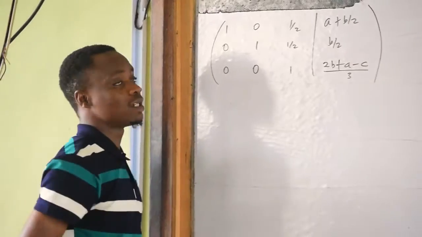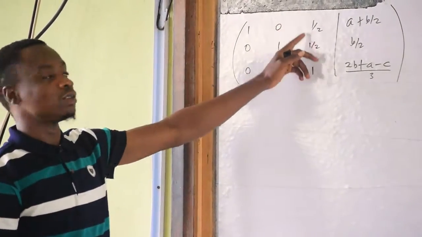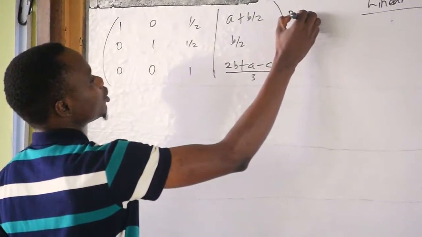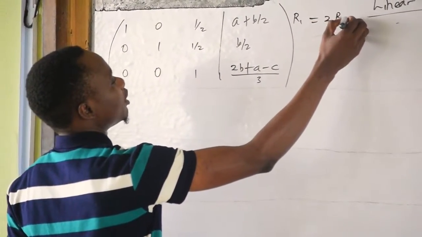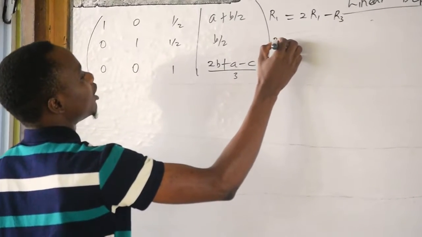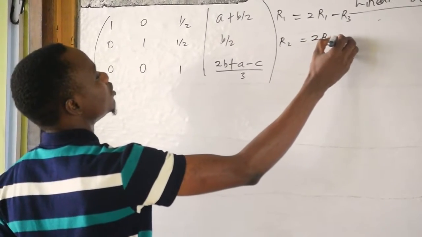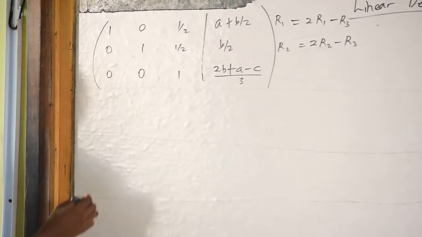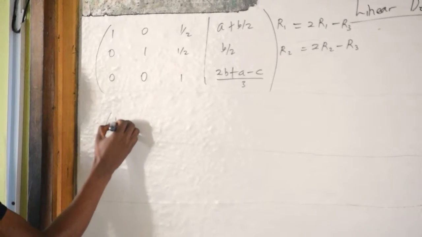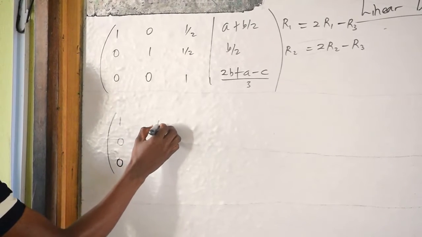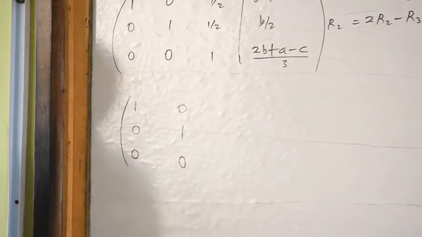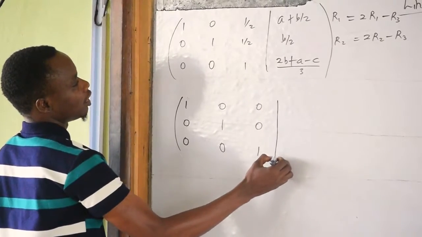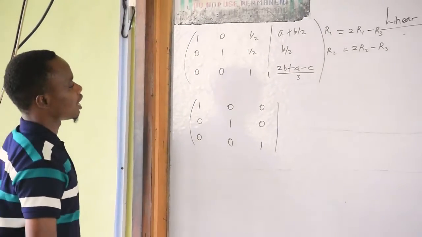That is about that. And I need to clear off these ones. And to do that, I need to use this. So I will say that R1 should be equal to 2R1 minus R3. R2 should be equal to 2R2 minus R3. Is that clear? Alright. So this is going to give us what? This is going to give us 1. It's not going to alter these ones. 0, 1, 0. This is going to become 0. This is going to become 0. This is now 1.